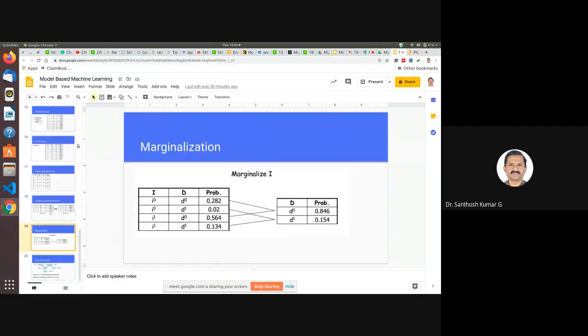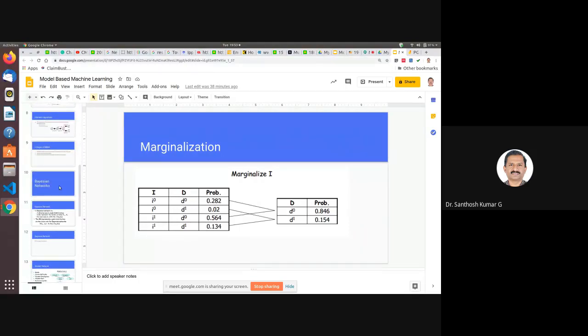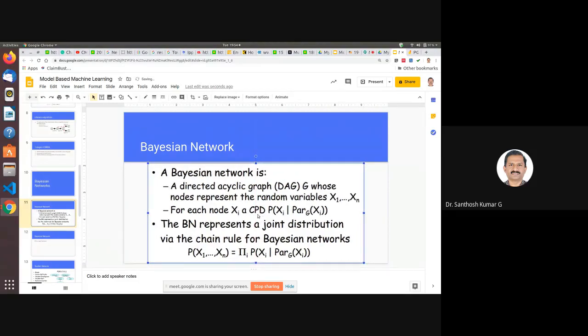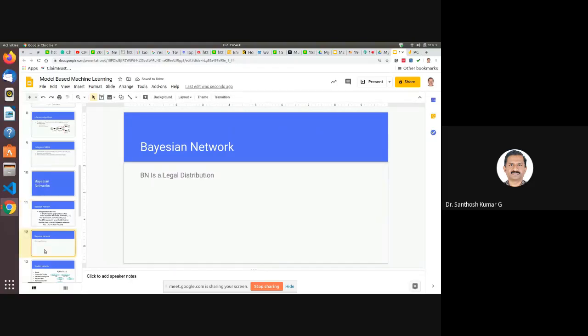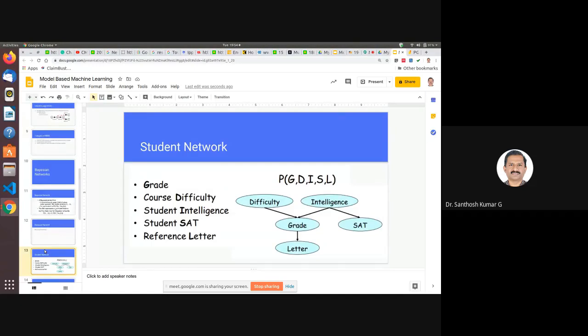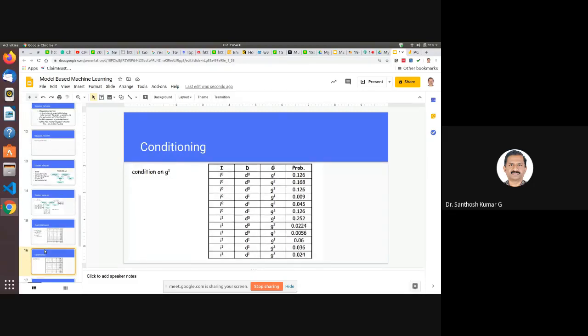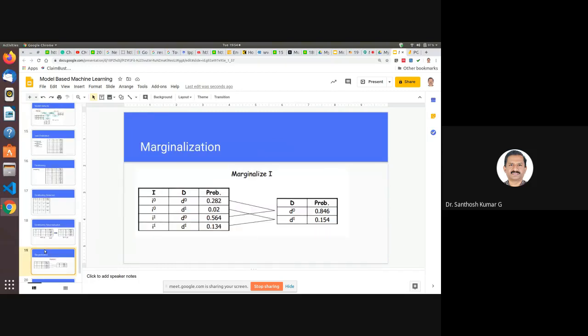So I was just trying to give a little bit of detail on Bayesian networks. We have seen the formal definition of the Bayesian network. CPD basically means conditional probability distribution. CPD is a conditional probability distribution table, right? We have seen the Bayesian network is a legal distribution. And we have seen the details of the student network, the tables associated with it, and how the joint distribution is done, conditioning is done, renormalization after conditioning, and the marginalization, right?